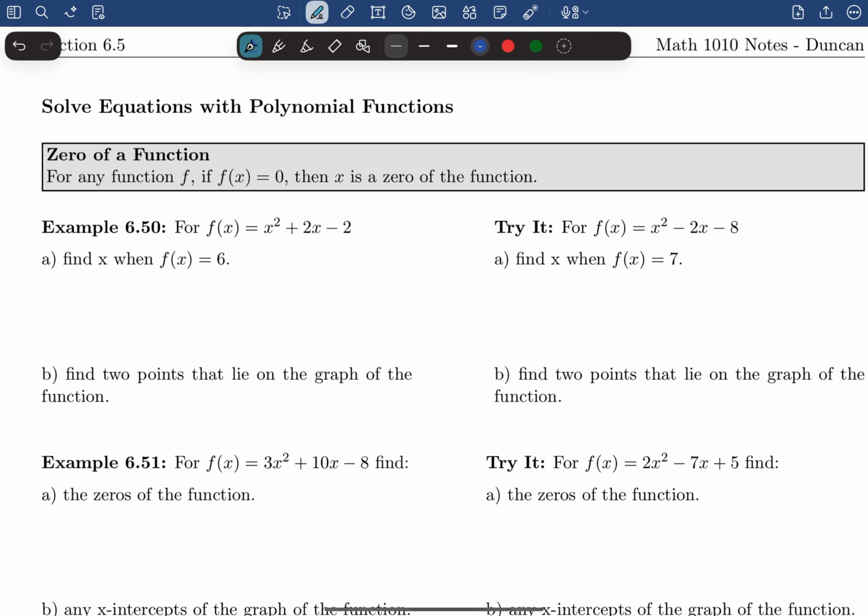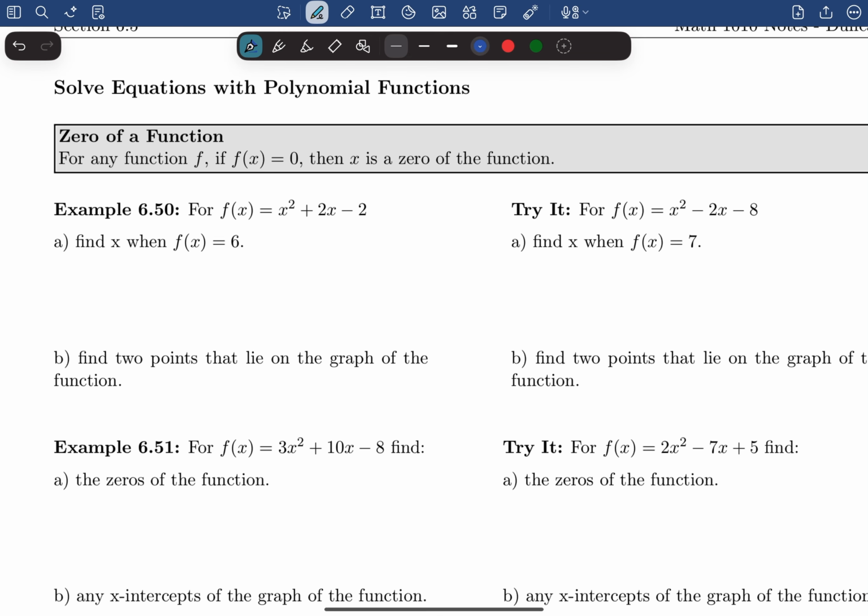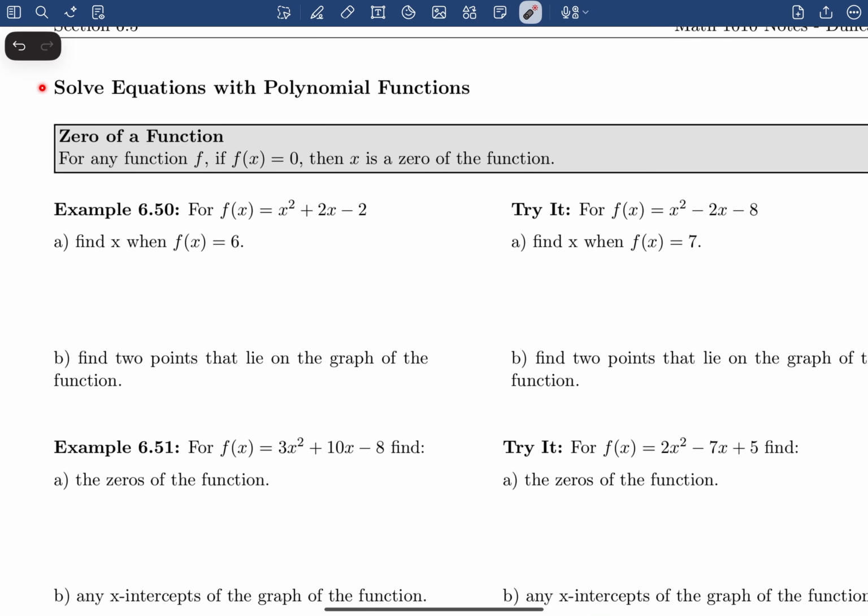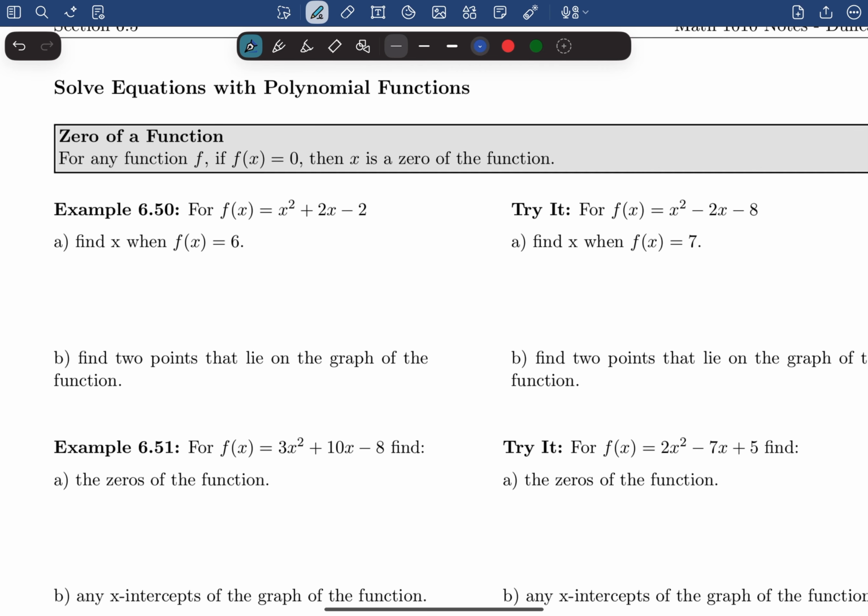Let's move forward. So let's talk about solving equations with polynomial functions because that's our next objective today. And I'm going to give you a quick definition. The 0 of a function. For any function f, if f of x equals 0, then x is a 0 of the function. So meaning, if you input an x value into the function and its output is 0, we call that x value a 0 of the function. It's also called an x-intercept, right? Because an x-intercept is the location on the x-axis, and on the x-axis the y value is 0, okay? So the 0 of a function is also called an x-intercept.